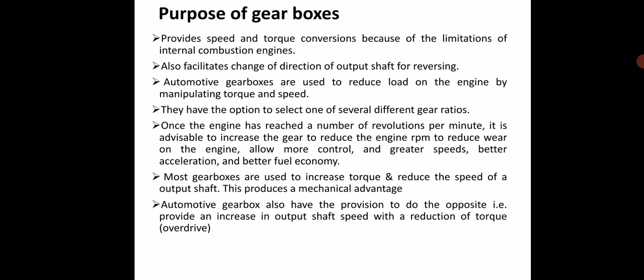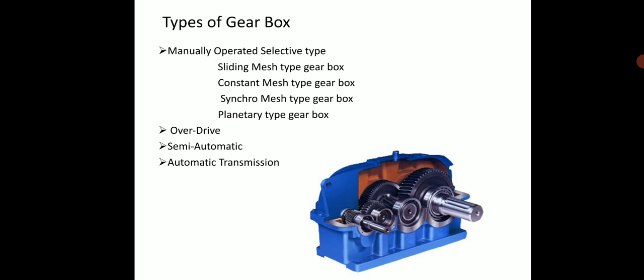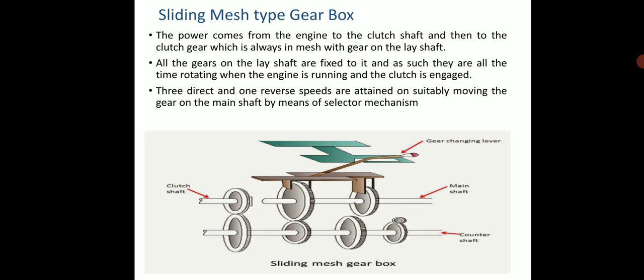Most gearboxes are used to increase the torque and reduce the speed of output. This produces a mechanical advantage. Gearboxes can also do the opposite, that is, provide an increase in output shaft speed with a reduction of torque. Types of gearboxes: manually operated selective type, sliding mesh gearbox, constant mesh type gearbox, synchronized mesh type gearbox, planetary type gearbox, and overdrive, semi-automatic and automatic transmission.